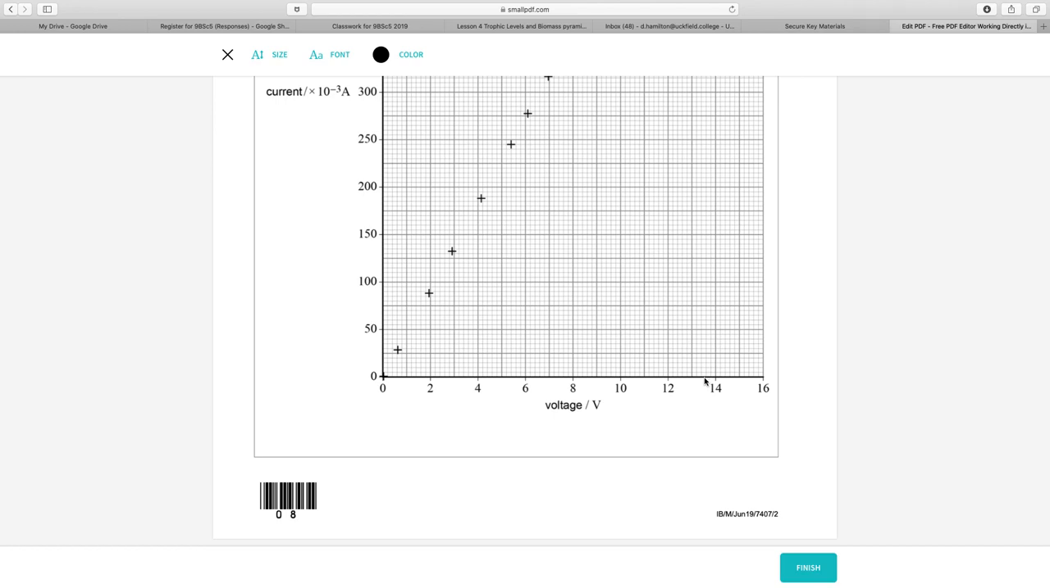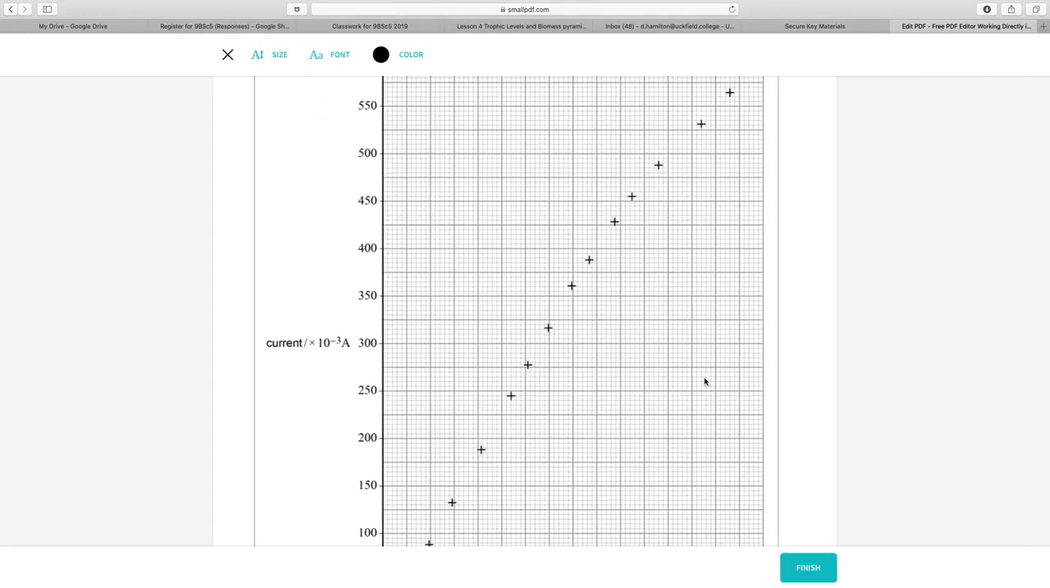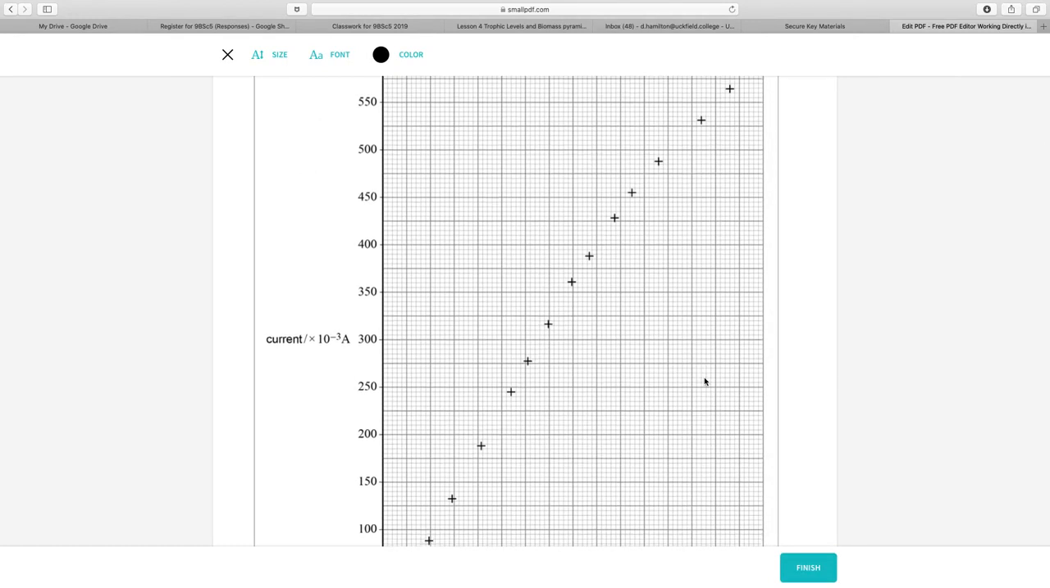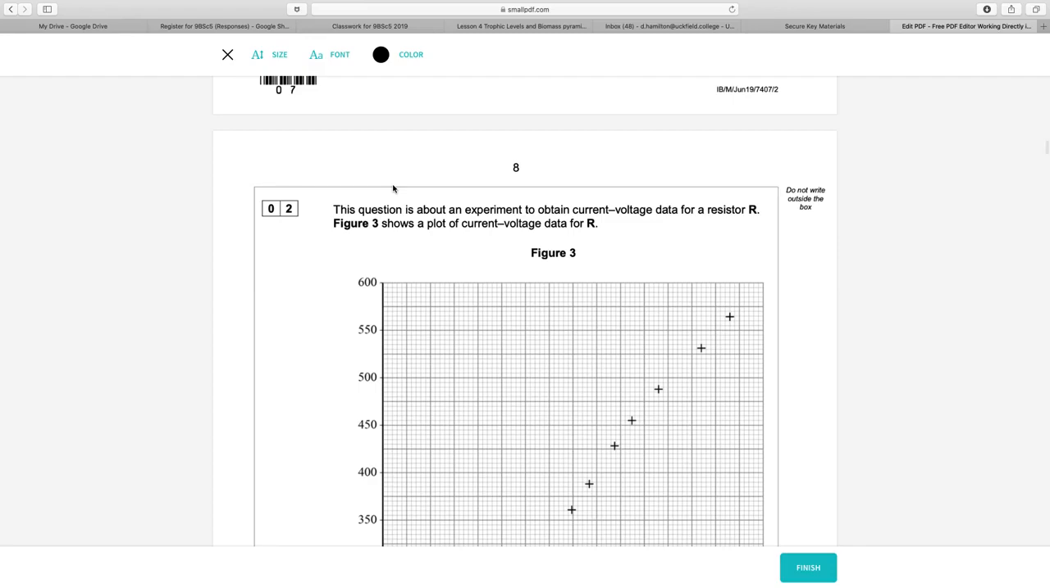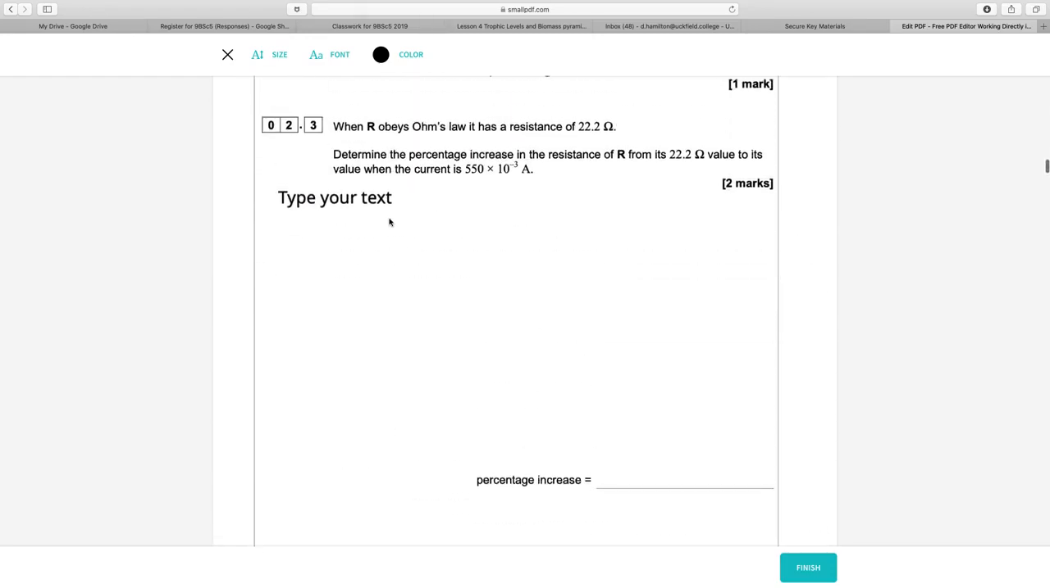We're not looking for a rate of change here. This is not like, for example, a velocity time graph, which is a curve and you're looking for the acceleration at a point. We're not looking for the rate of change. We're just looking to work out the value of R when the current is 550 milliamps.